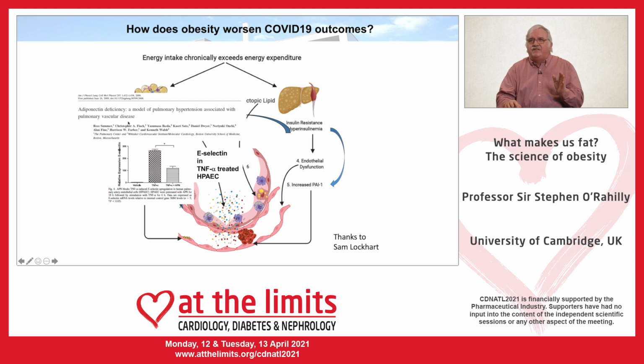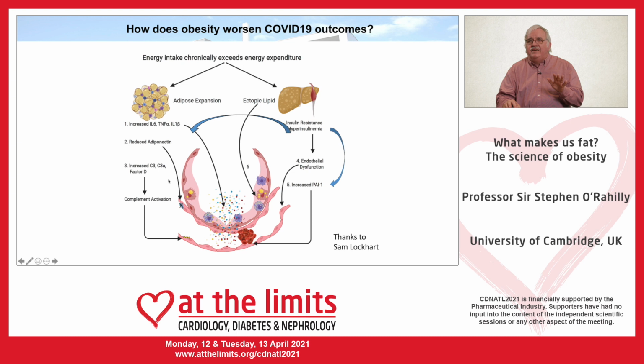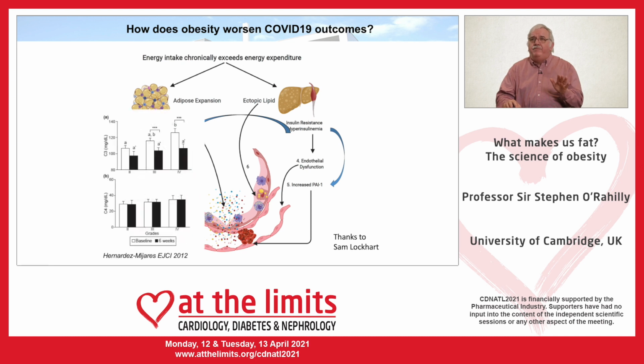obesity and insulin resistance. If you put TNF alpha on pulmonary endothelial cells, you markedly increase markers that attract circulating leukocytes, and adiponectin can block that. And adiponectin levels are very low in individuals with obesity and insulin resistance. Here's complement, which, as I mentioned, complement deposition is really strong in the lungs of people with COVID-19. Complement C3 levels are increased in the obese.